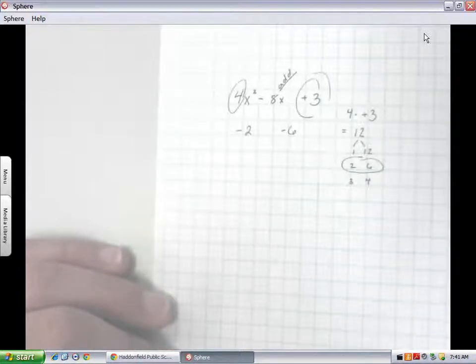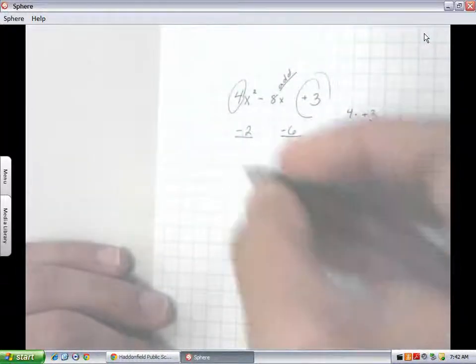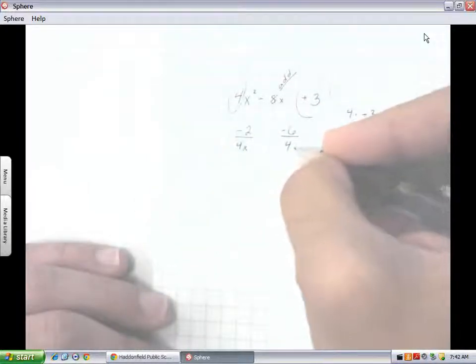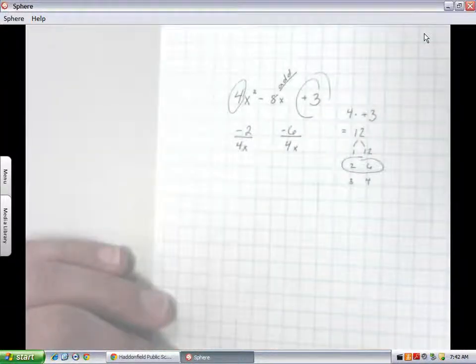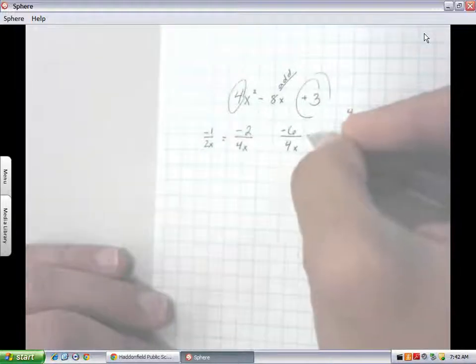Once I find those two factors, I make them into fractions. I put them both over my leading coefficient with an x attached to it. So they're both over this 4x. Now I'm going to reduce fractions. Negative 1 over 2x. Negative 3 over 2x.